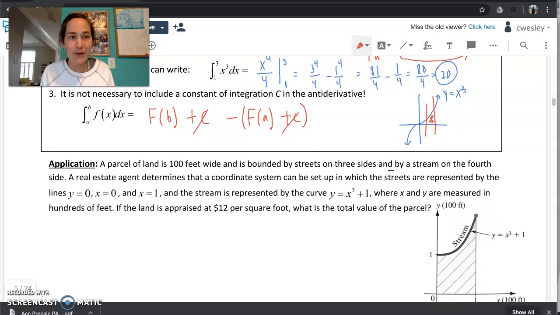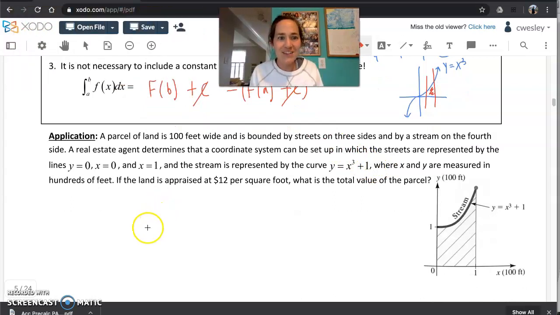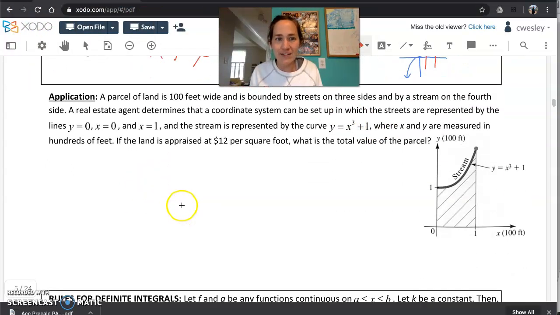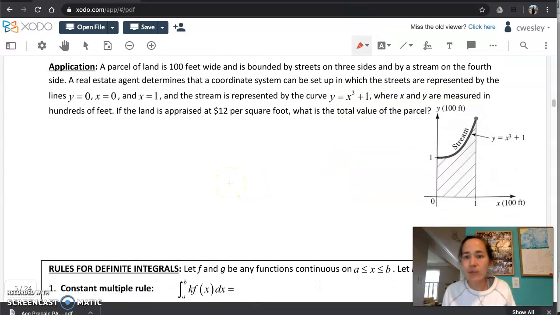I actually want to jump right to an application because I think we know enough to be able to solve a problem like this. So that's kind of cool. You have a parcel of land that's 100 feet wide and bounded by streets on 3 sides and a stream on the 4th. So you have street, street, street, and a curved stream, and somebody was cool enough to put this on a coordinate plane.